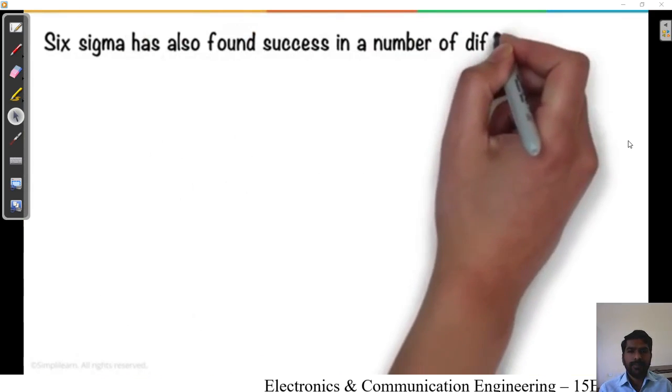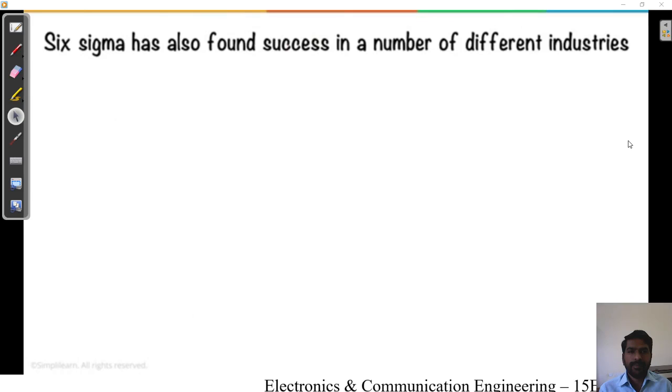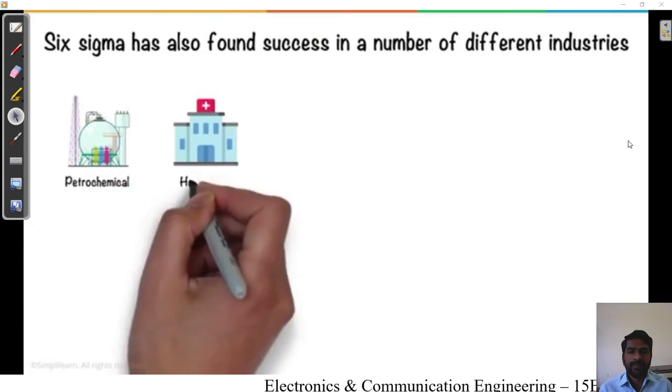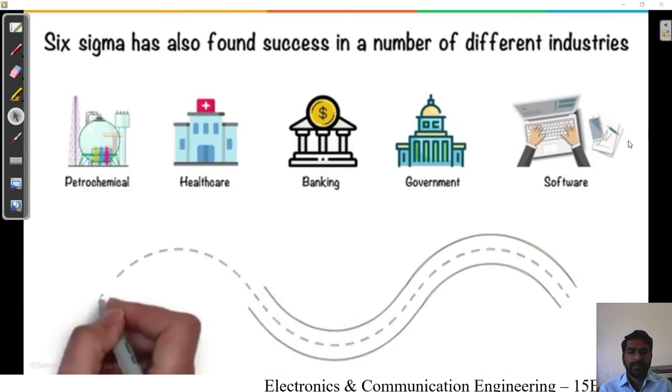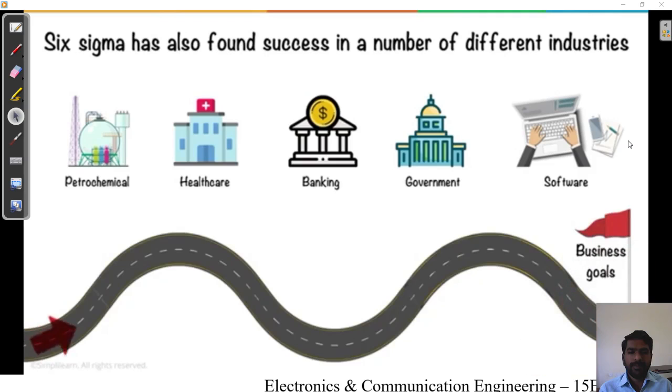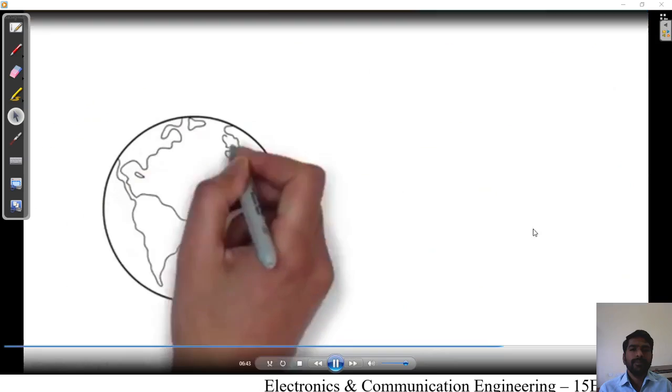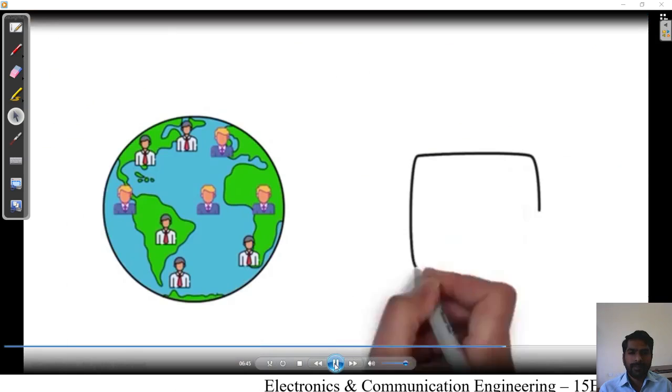Six Sigma has also found success in a number of different industries. The petrochemical, healthcare, banking, government, and software are some of the industries that have utilized the concepts of Six Sigma to achieve their business goals. Another commonly used methodology adopted by companies around the world.